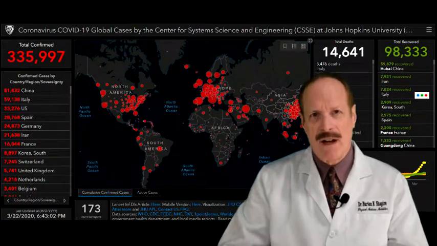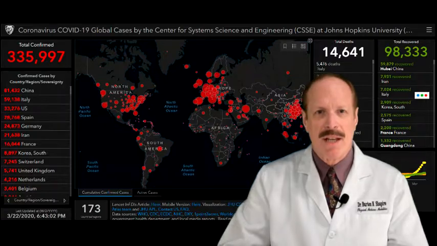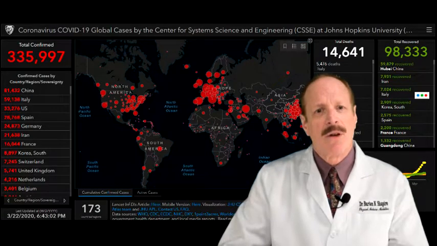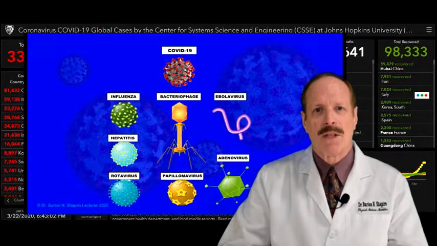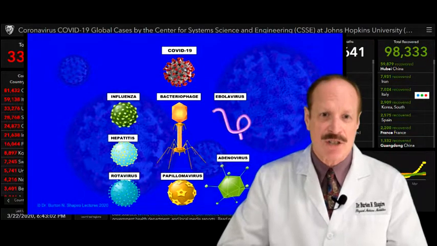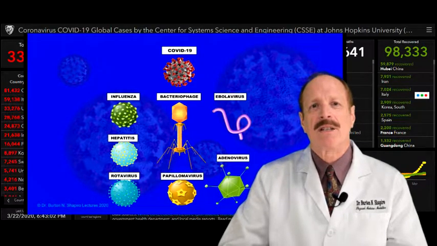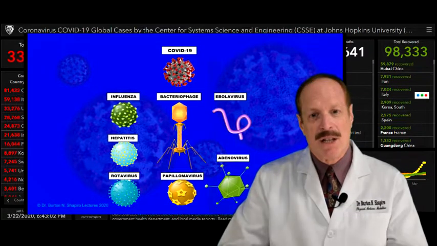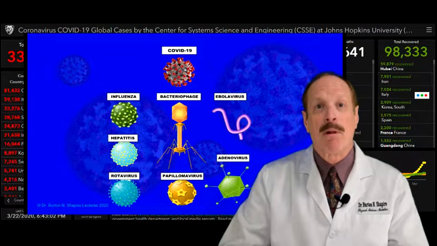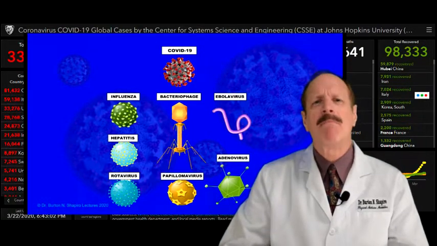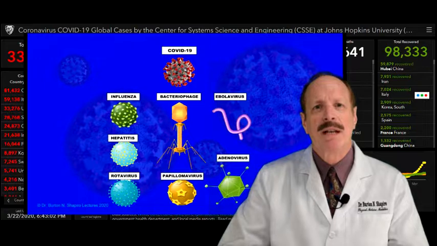There are many kinds of viruses. In a moment, we'll talk about the anatomy of such a virus. There's the COVID-19 that we're experiencing now, the influenza virus, look at the similarities in shape. A bacteriophage is a virus that affects only bacteria. There's the Ebola virus, adenovirus, papillomavirus, rotavirus, many different sizes, types, and shapes.